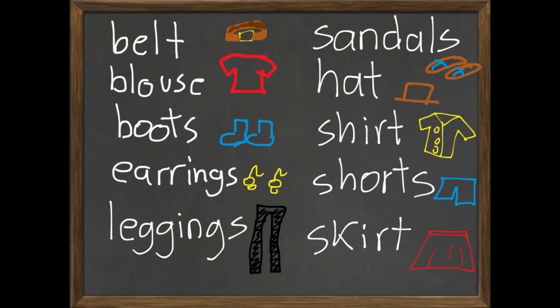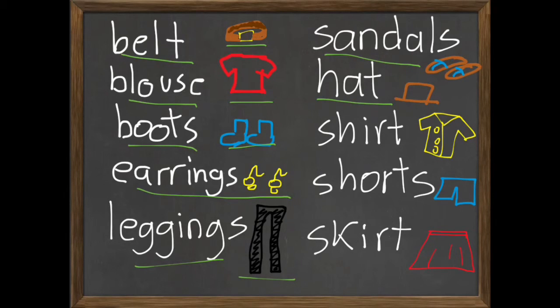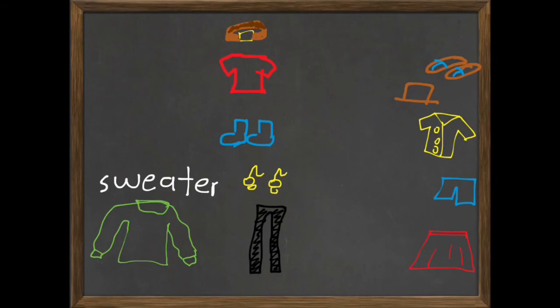Now let's look at some clothing and accessories. Firstly, let's begin by looking at a belt, a blouse, boots, earrings, leggings, sandals, hat, shirt, shorts, skirt, and lastly, a sweater.